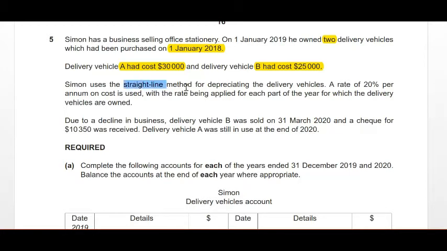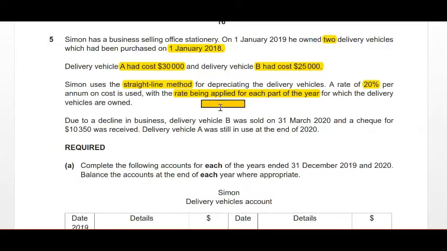Simon uses straight line method for depreciation. A rate of 20% per annum on cost is used, with the rate being applied for each part of the year. So this means that monthly depreciation is needed to be calculated, for which the delivery vehicles are owned. So whenever the question states that the rate is being applied for each part of the year, this indicates that you need to calculate the depreciation on monthly basis.